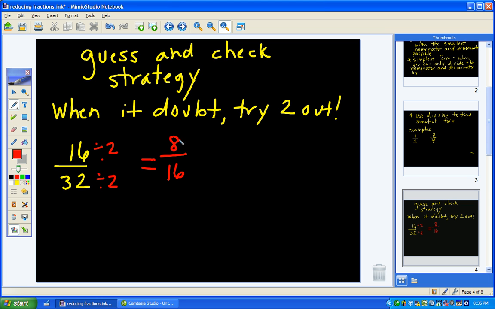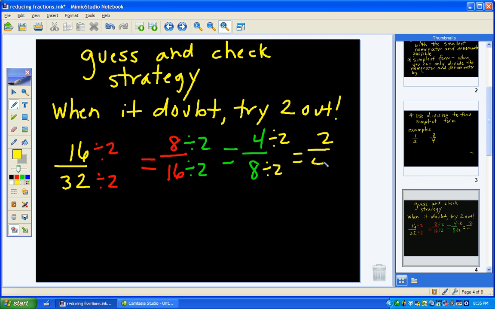I'm looking at that and I see they're both even numbers, so I know that I'm not done dividing and trying to get to simplest form, because these are not just divisible by 1. I can divide them by 2 again. 8 divided by 2 is 4. 16 divided by 2 is 8. Once again, I say, these are both even, so I know they're divisible by 2, so I'm not in simplest form yet. So I'm going to divide by 2 again.